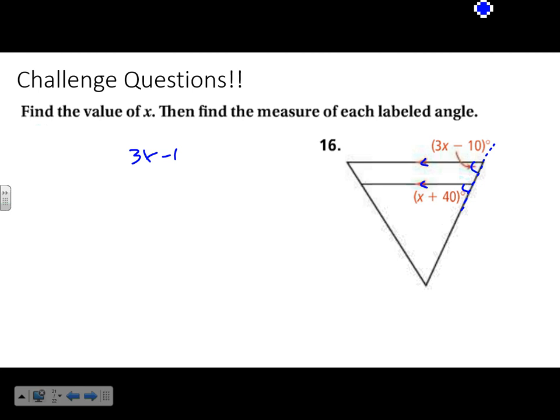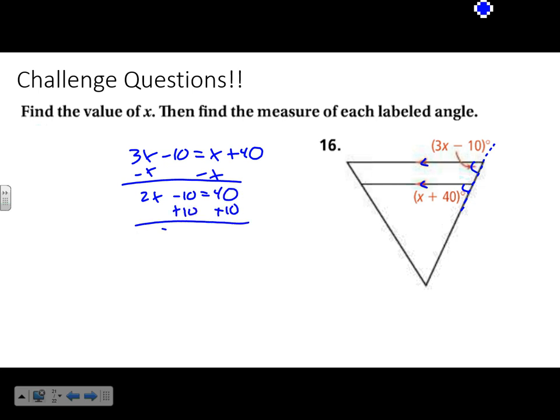3x minus 10 is equal to x plus 40. Subtract the x. 2x minus 10 is equal to 40. Add 10. 2x is equal to 50. Divide by 2. x is equal to 25. And then again, it says find x and then find the measure of each labeled angle.